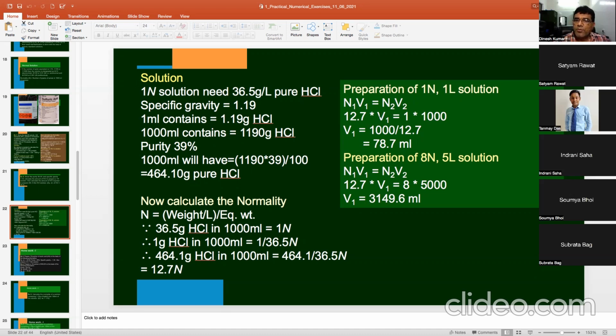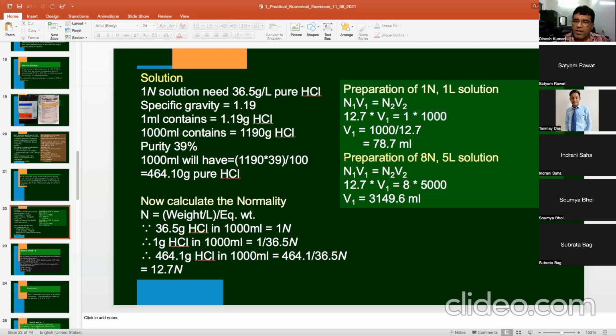The volume you don't know, to make a one normal 1 liter solution. So now V1 is equal to 78.7. So you have normality 12.7. Take 78.7 ml of the 12.7 normality solution in a bottle, and then mix it in water, make up the volume to 1 liter. This will be your one normal 1 liter solution.